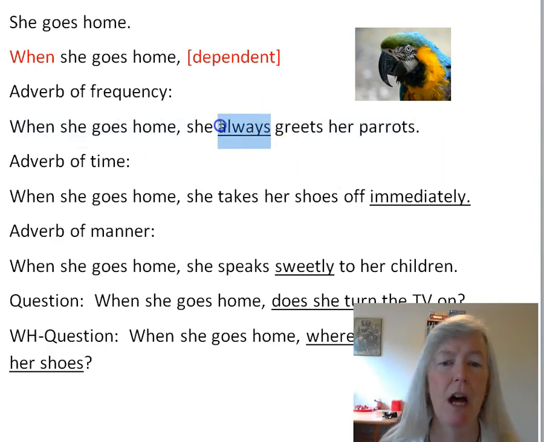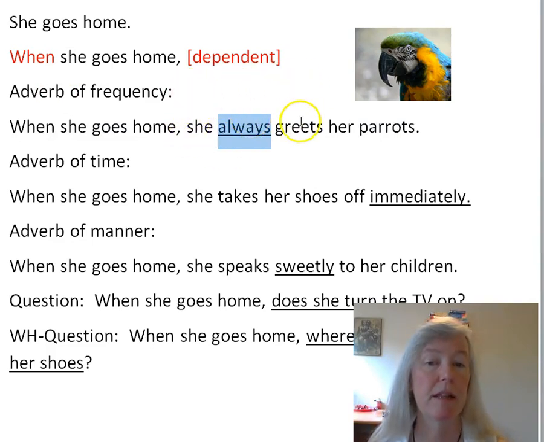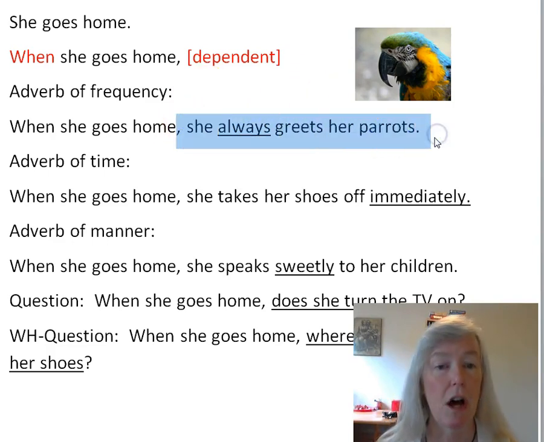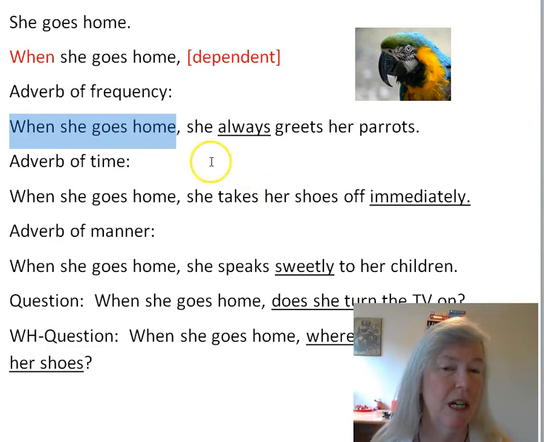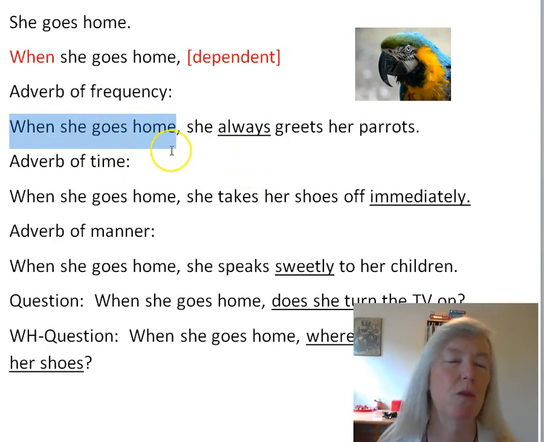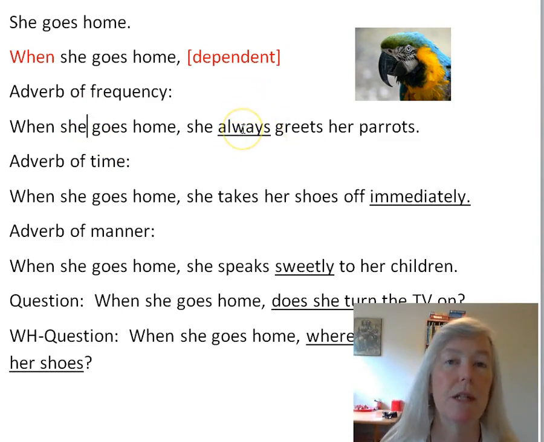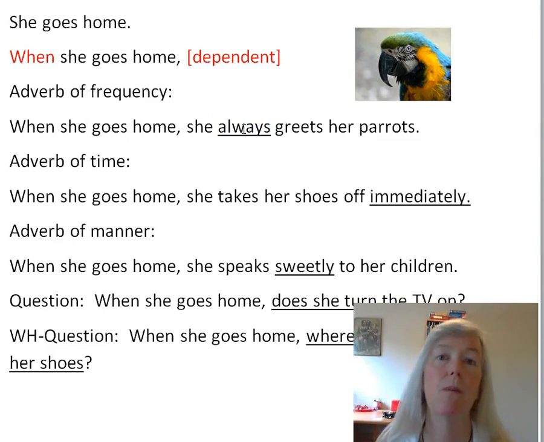Now, if you have an adverb of frequency, the adverb of frequency goes between the subject and the verb in this clause. Now, you could put an adverb of frequency in this clause too, but with the question word, that wouldn't really work this time. If you did have one, it would go between the subject and the verb. Like here, it goes between the subject and the verb. In each clause, you have the same word order.